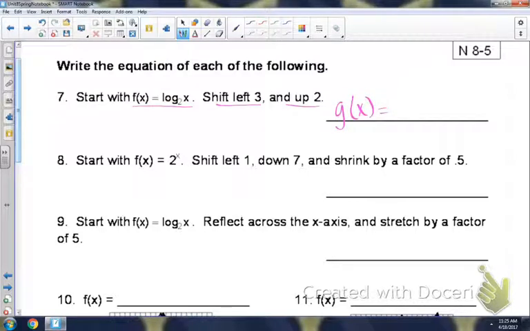We're going left 3, so I have log. My base is still 2. If we're going left, we need parentheses around the x, and it should be plus. Close your parentheses. We're going up 2, so on the outside of the parentheses, you should have plus 2.